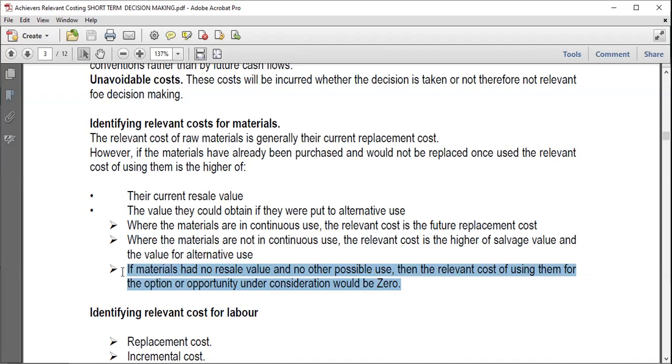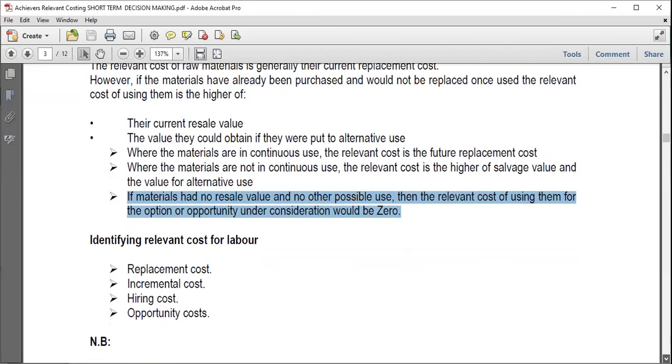You do not go back and say, I bought these materials at, let's say, 20,000 each, so I need to cost them. Even if you don't use them, they are scrap in nature. So when you're making your decision, in this case, these materials will be valued at zero. I think we shall look at an example and see how that plays.